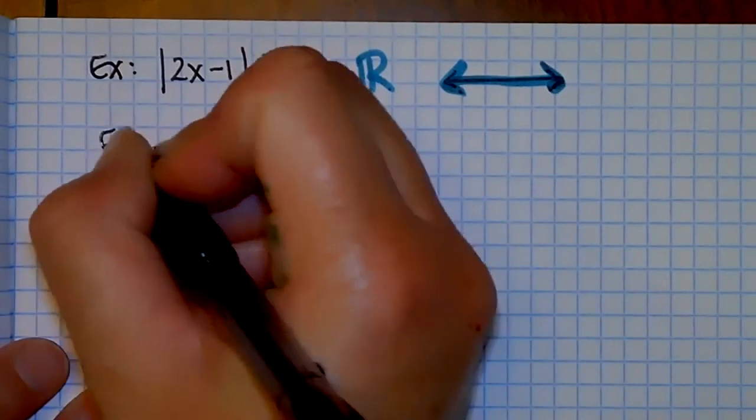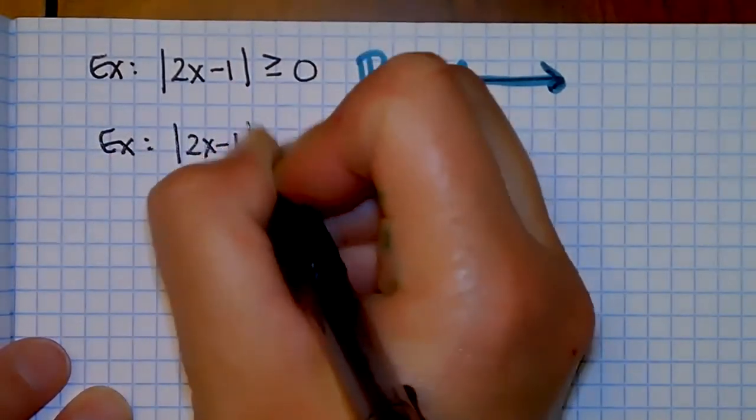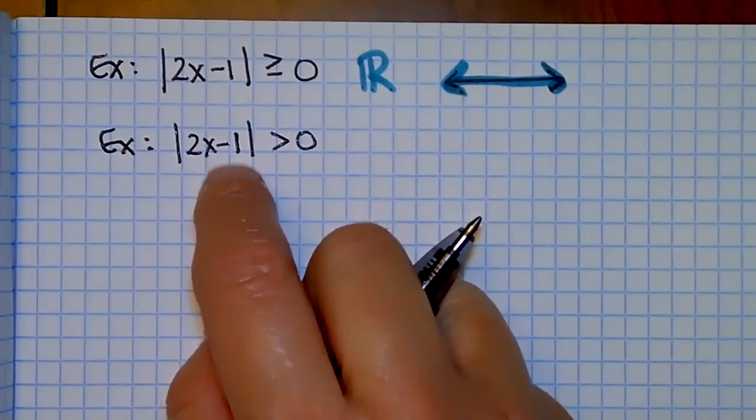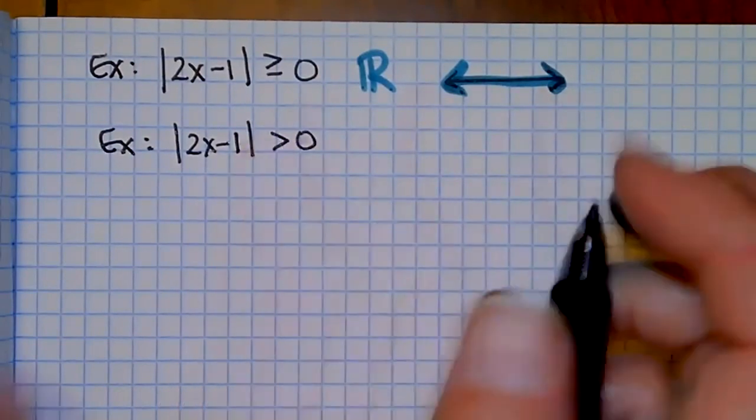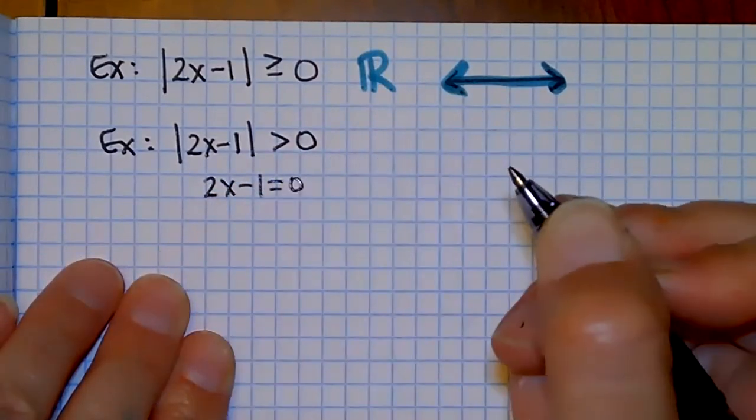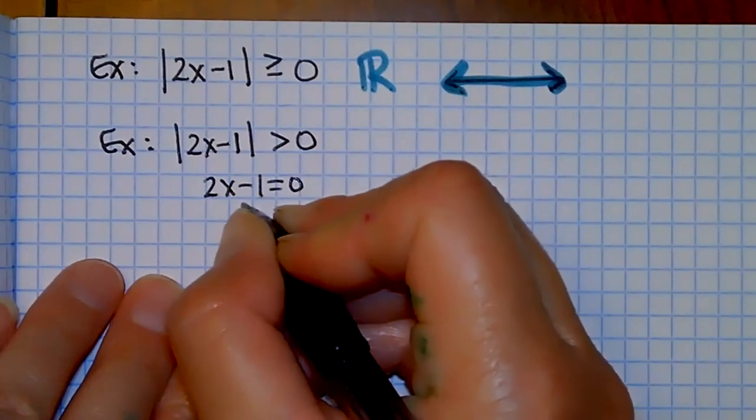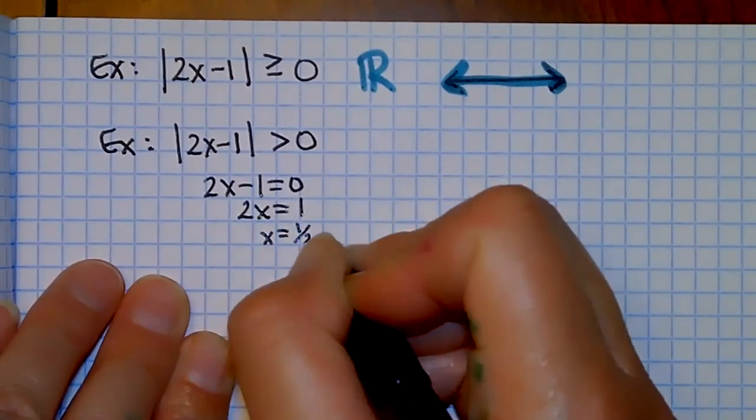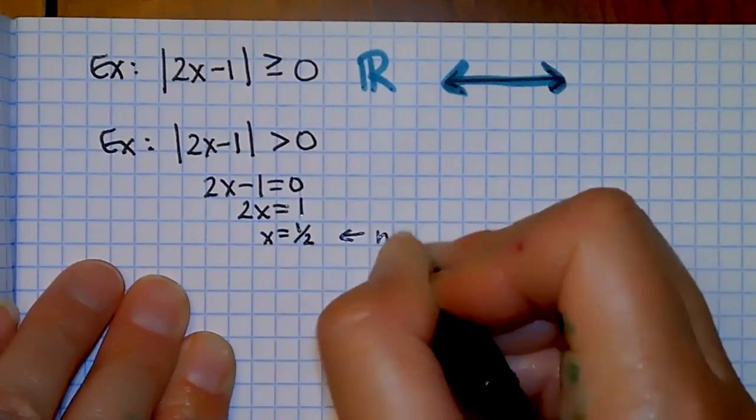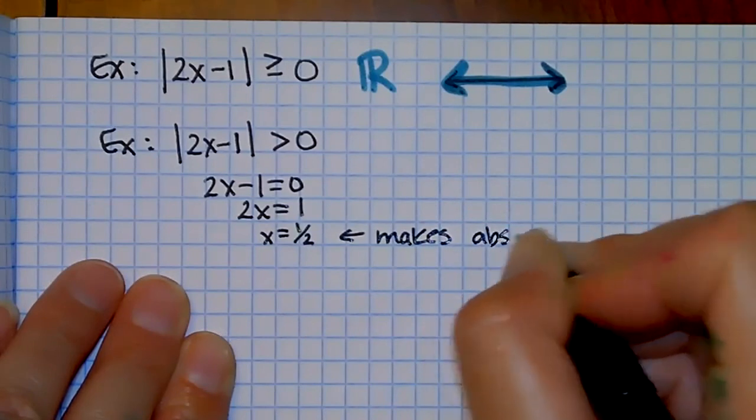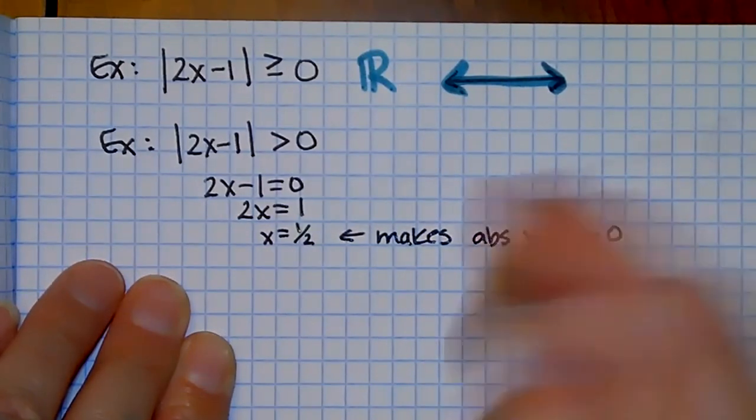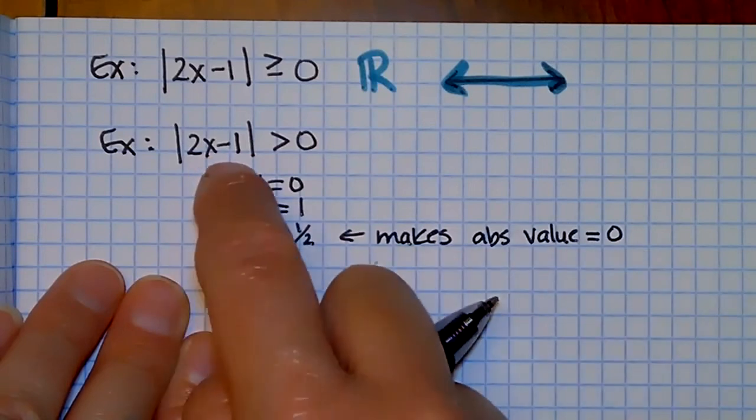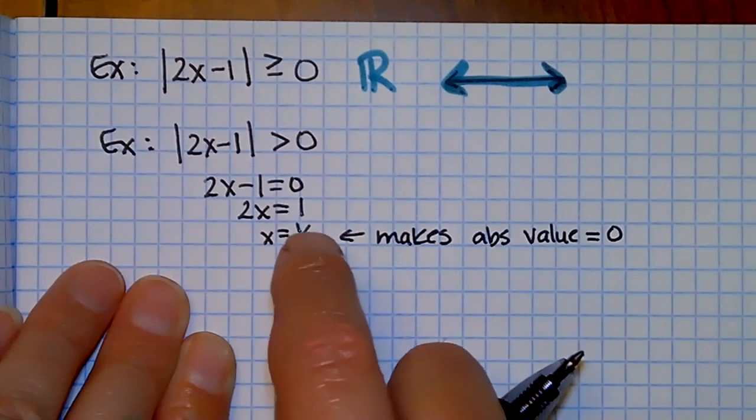Now, if I slightly adjust this, where it's still 2x minus 1 inside my absolute value, but now it's strictly greater than 0, it means whatever makes this 0 cannot be part of my solution. So I want to check and see what would make that 0. When I add 1 to both sides, I get 2x is equal to 1. I divide both sides by 2 and I get x is equal to 1/2. So 1/2 makes my absolute value equal 0, and I cannot have it equal 0. Every other number is going to work because every other number is going to make it positive. This is the only number that's going to make it be 0.